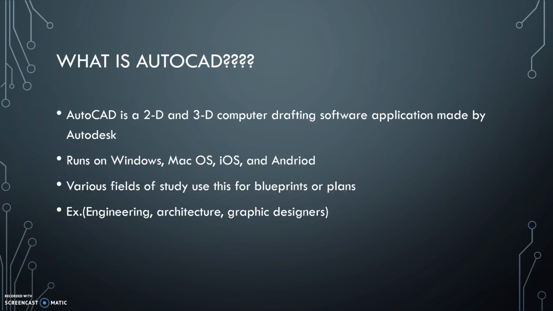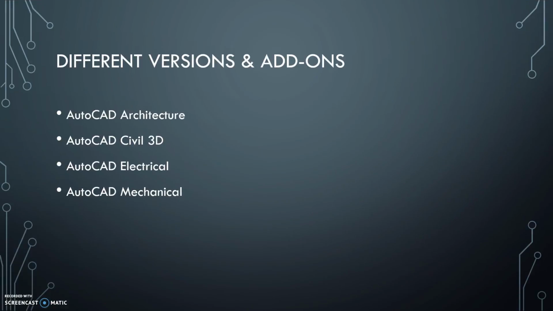This is used in various fields of study for its blueprints and plans. People who are experts in AutoCAD are called drafters. Examples would be engineering, architecture, and even graphic designers will be able to use this. Now, there are very different versions and add-ons, such as Architecture, Civil 3D, Electrical, and Mechanical, just to name a few. There's a lot more that you can find on the website that serve very different purposes, each one.